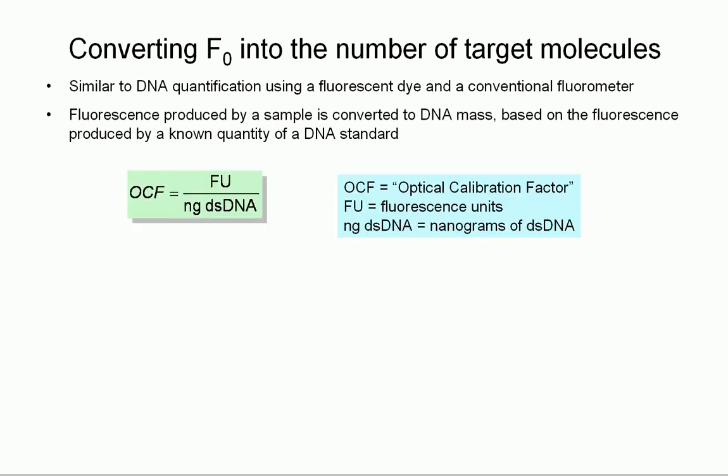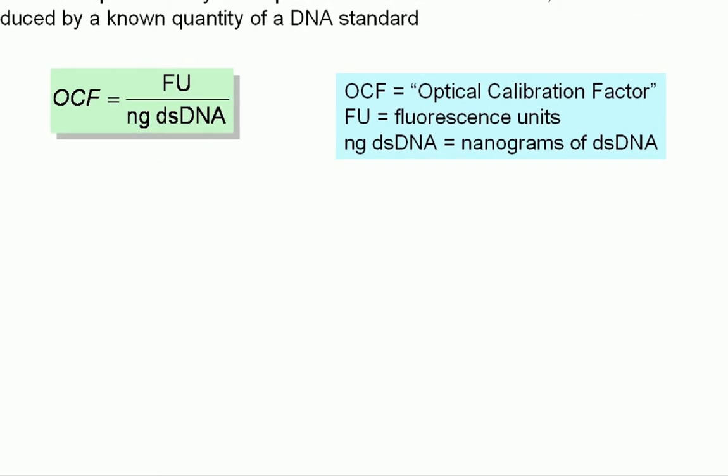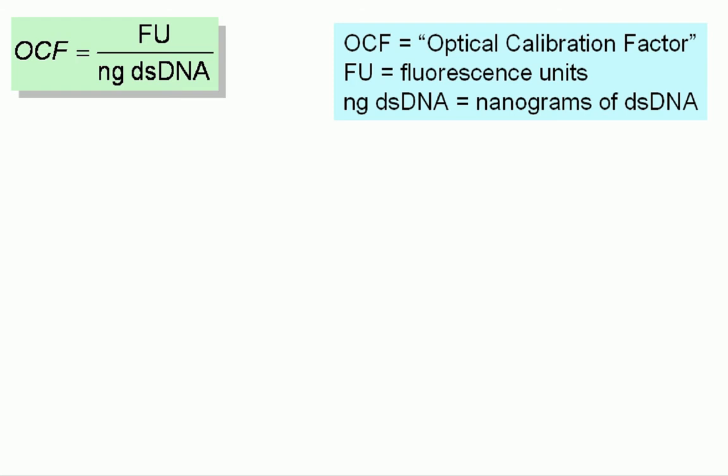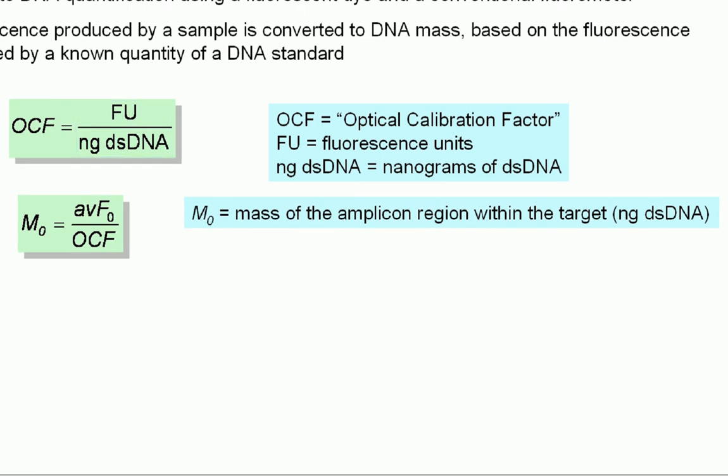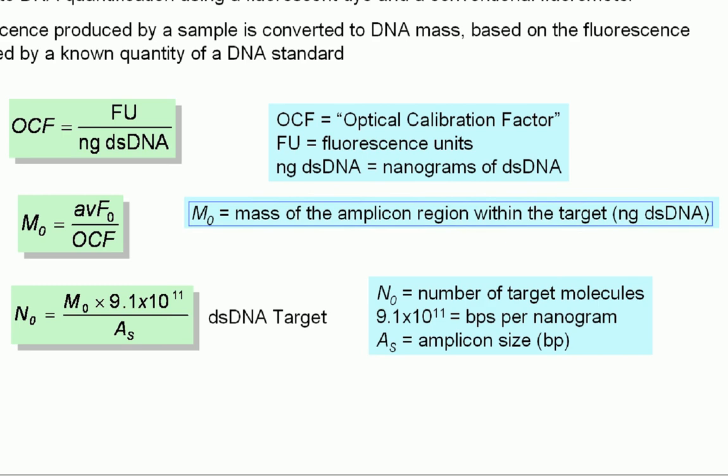Although this is generally accomplished using a standard curve, LRE takes a simplified approach in which reaction fluorescence intensity is quantified, a process referred to as optical calibration. This generates an optical calibration factor, or OCF, that is expressed as fluorescence units per nanogram of double-stranded DNA. An average F0 value is then converted into DNA mass, referred to as M0. M0 is equivalent to the mass of the amplicon region within the target.